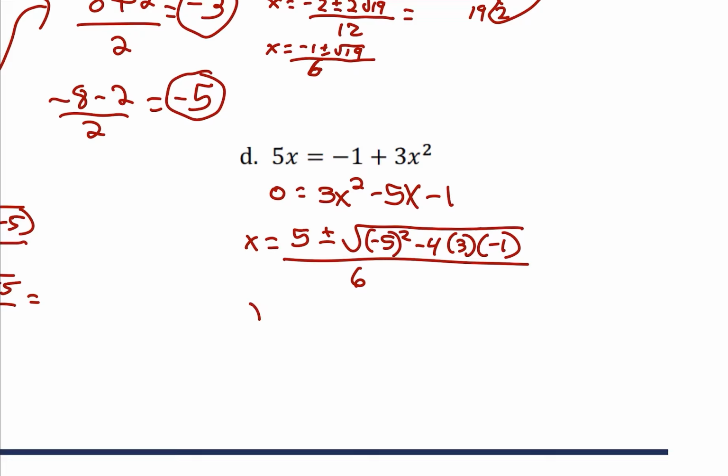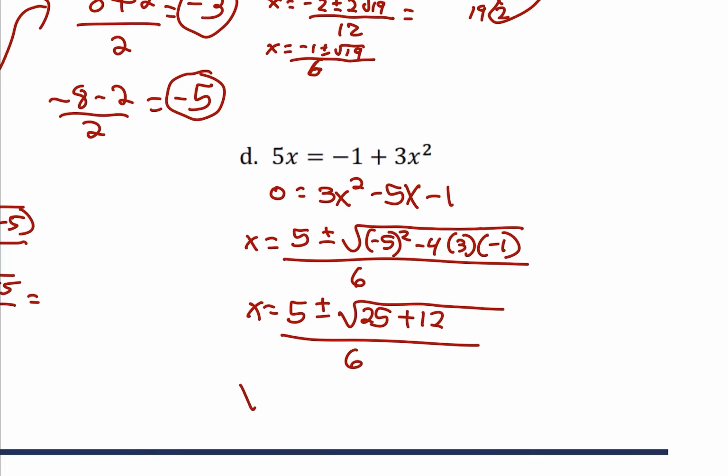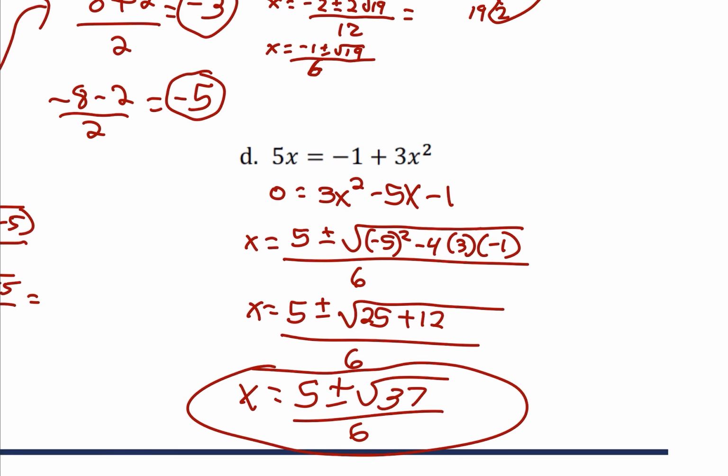all over 2 times a, which is 6. So x equals 5 plus or minus the square root of 25. -4 times 3 times -1 is going to be a positive 12. So we're going to have plus 12 over 6. So our final answer is going to be x equals 5 plus or minus the square root of 37 all over 6. And that's our final answer.